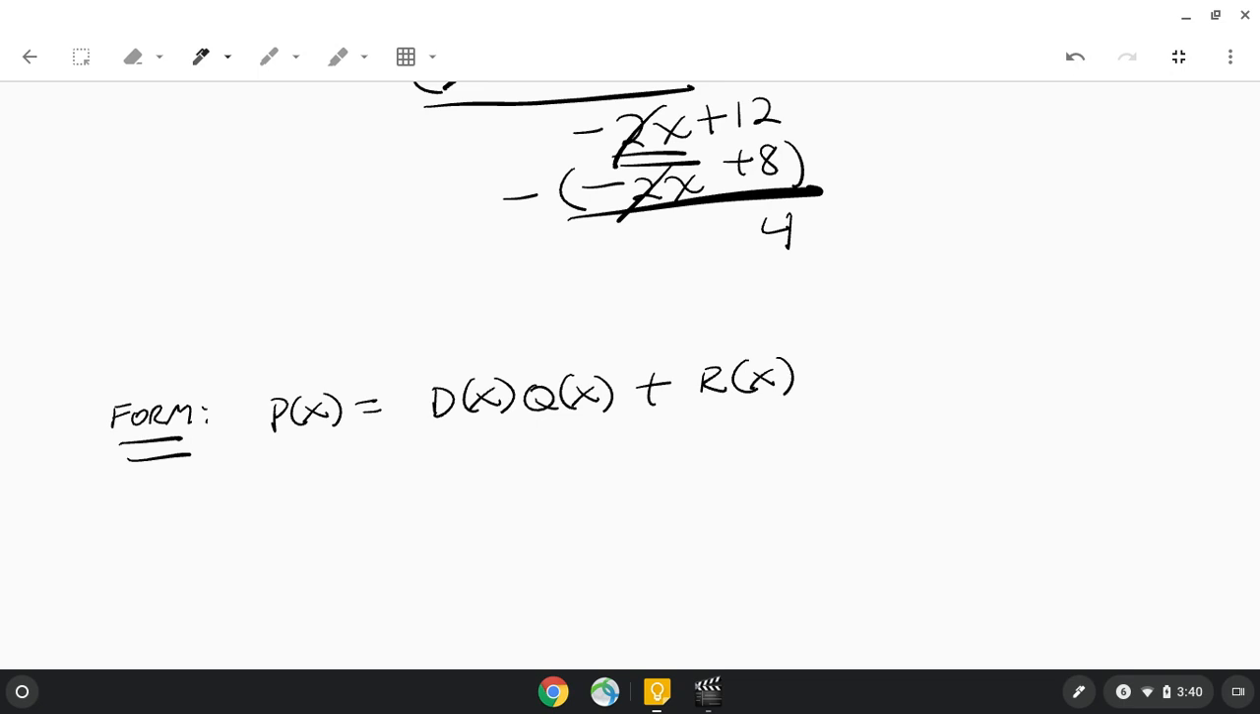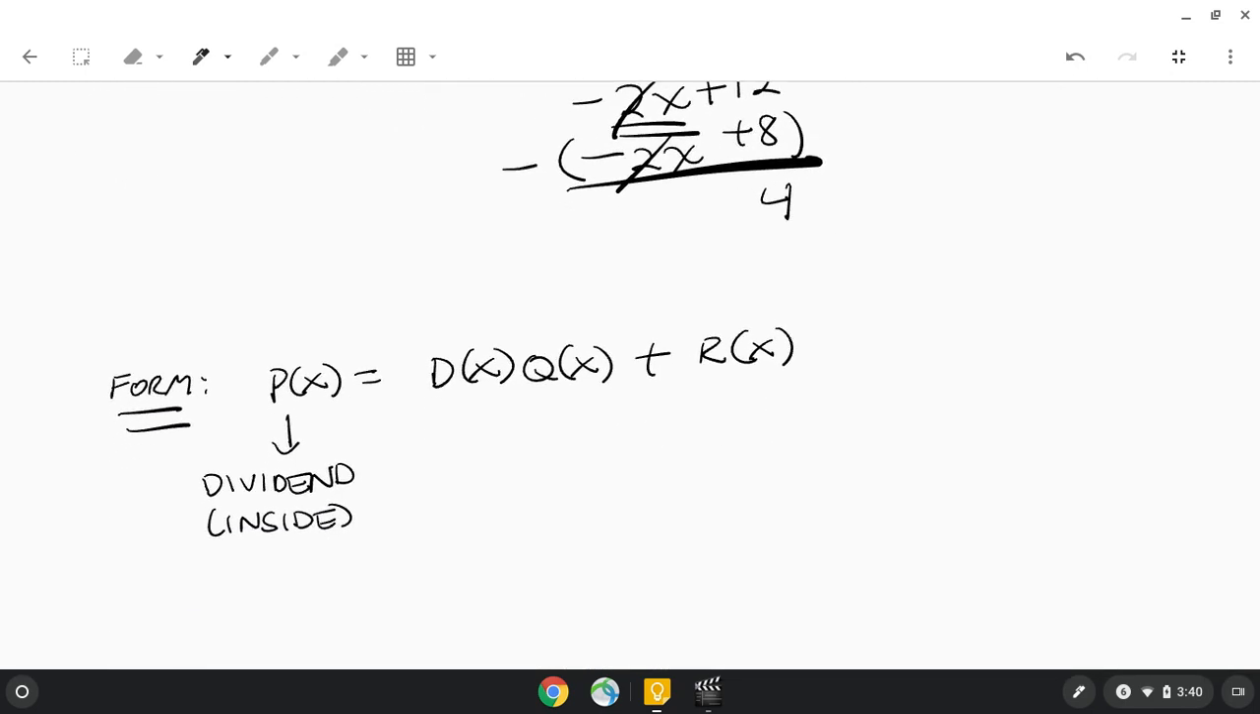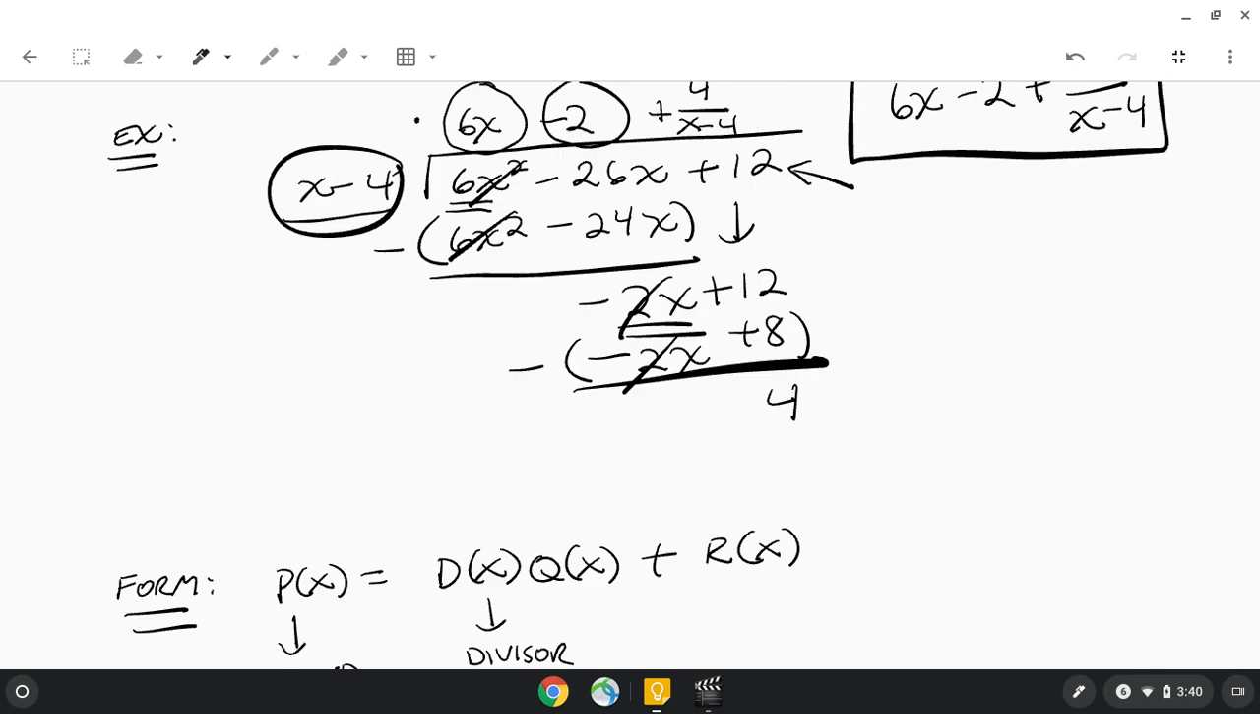So this polynomial p of x is the one that's on the inside. This is your dividend. The d of x is your divisor. This is the one that's on the outside, so that would be the x minus 4, this one right here.